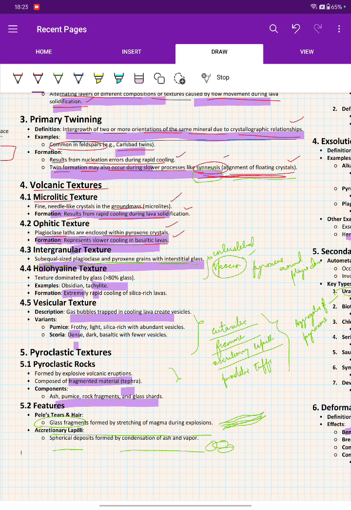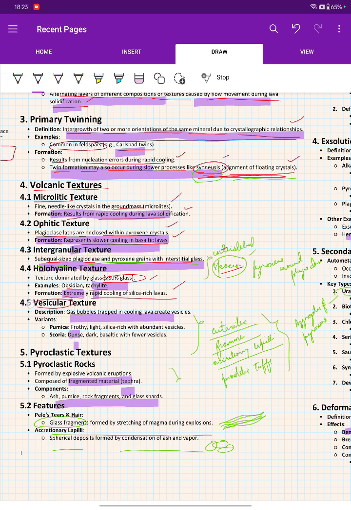Now we have intergranular. It's the subequal size plagioclase and pyroxene grains with interstitial glass. So interstitial spaces are filled up, and the pyroxene around the plagioclase. Now we have the hyaline texture. It's texture that is dominated by glass. It almost has more than 80% of glass. Obsidian, tachylite is an example of it, and formation is extremely rapid cooling of silica-rich lavas.